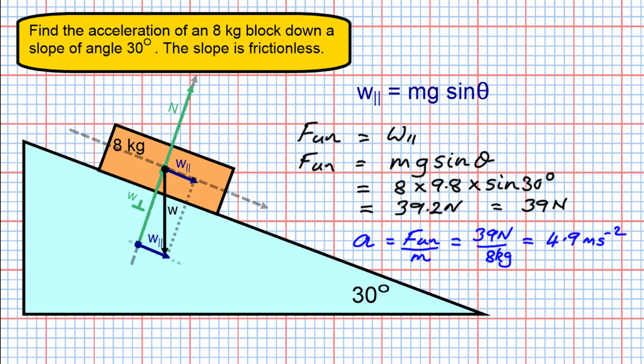So the block will accelerate down the slope with an acceleration of 4.9 meters per second every second. What does that mean? It means the block's velocity will increase by 4.9 meters per second every second.